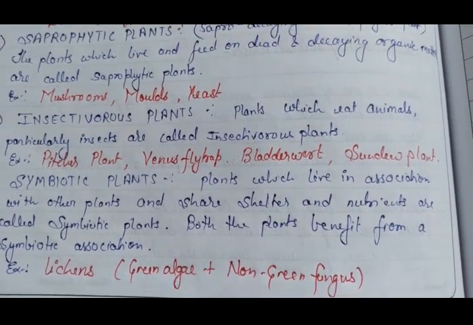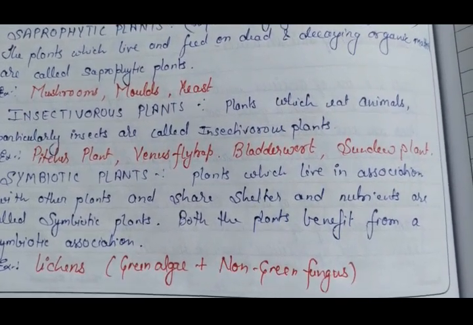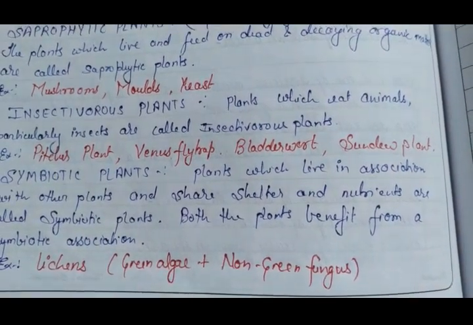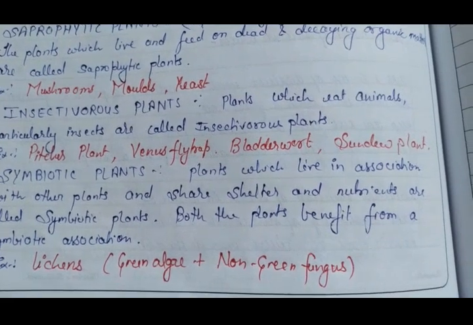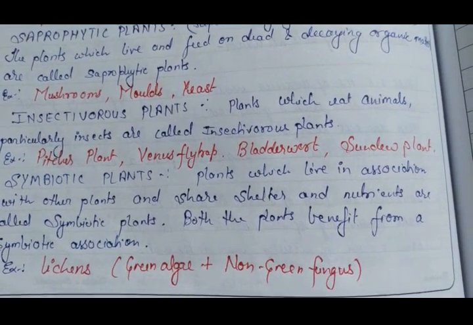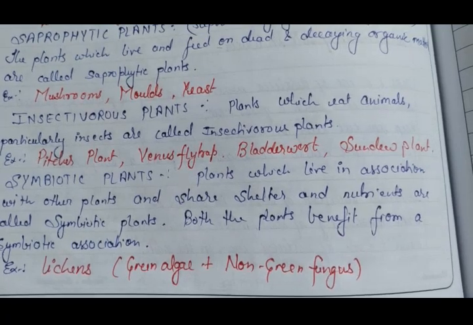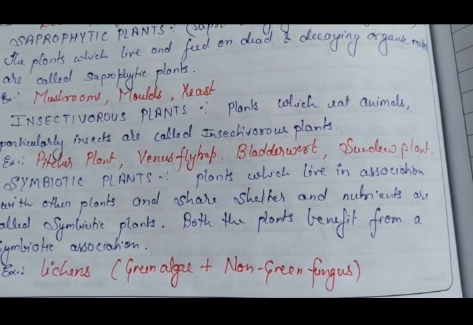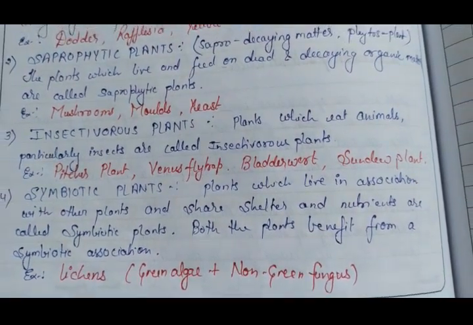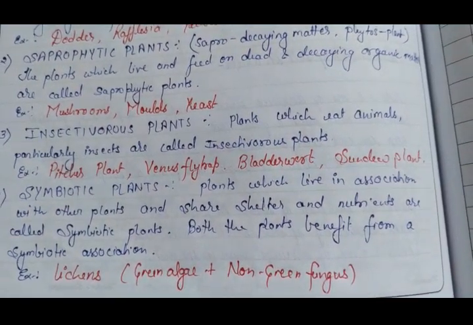A very nice example of symbiotic plants is lichen, which is an association or a relationship between blue-green algae and a non-green fungus. The non-green fungus provides shelter, water and minerals to the green algae, and in return the green algae provide food and nutrition to the fungus. So in this way the chapter is completed. You can search for more and more examples from all these four types of heterotrophic nutrition, and this is all about the first chapter.